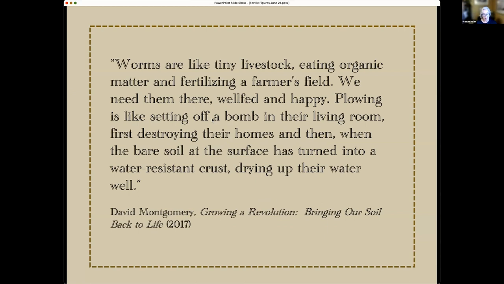More recently, geologist David Montgomery, in his history of soil erosion and his proposals for soil regeneration, emphasizes the agency of worms. Worms are like tiny livestock eating organic matter and fertilizing a farmer's field. We need them there, well-fed and happy. Plowing is like setting off a bomb in their living room, first destroying their homes, and then, when the bare soil at the surface has turned into a water-resistant crust, drying up their water well. Montgomery makes it clear here that one must abandon the plow to save the worms.